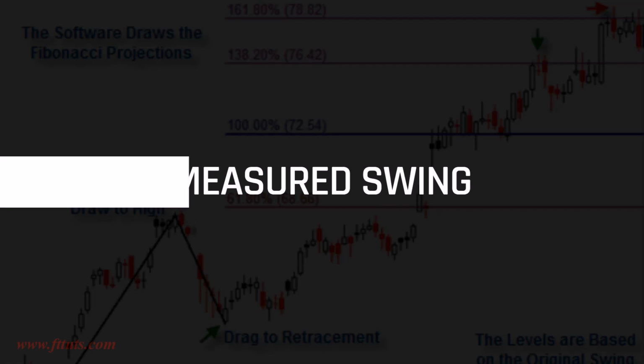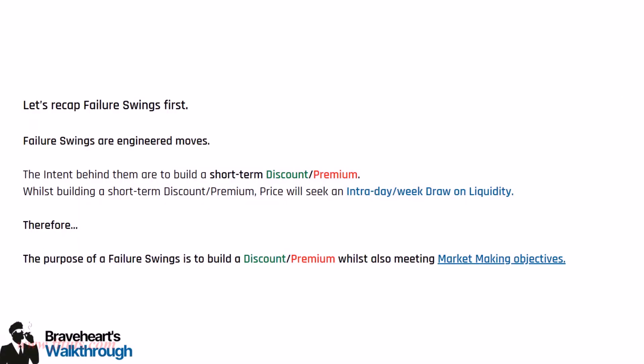Measured swings. So measured swings focus on failure swings. Okay, so let's recap what a failure swing is first. Failure swings are engineered moves. The intent behind them is to build a short-term discount or premium condition. Whilst building a short-term discount or premium condition, price will seek an intraday or intra-week draw on liquidity. Therefore, the purpose of a failure swing is to build a discount or premium whilst also meeting market making objectives.